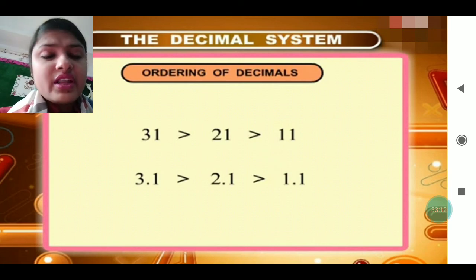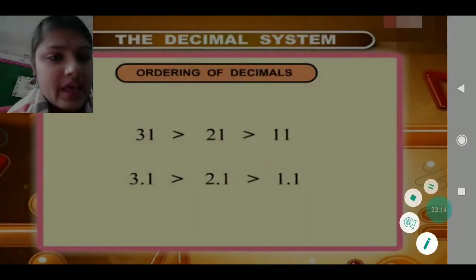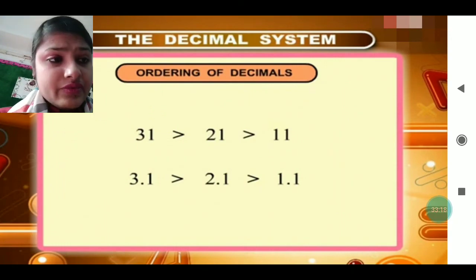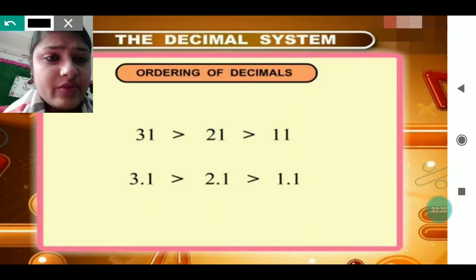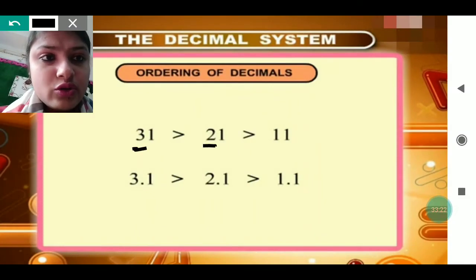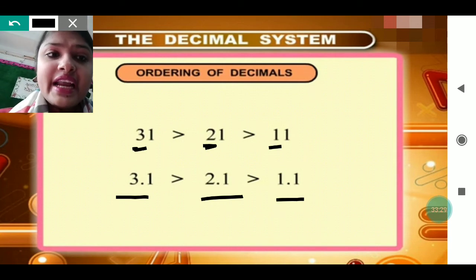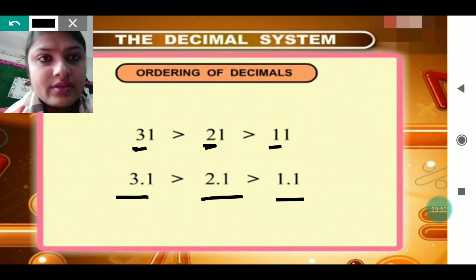Okay. And after one number I have put the decimal. And the number which is written here, when we have put it, 3 is bigger than 2, then 1. So in the same way I have ordered the numbers according to that. Means 3.1 is bigger than 2.1, and then 2.1 is bigger than 1.1.